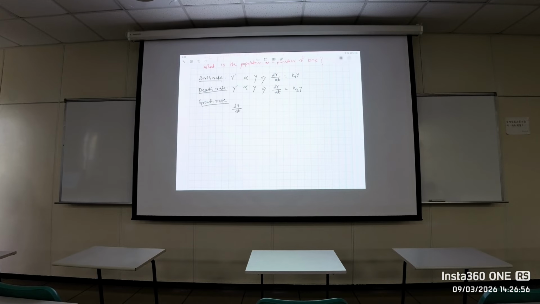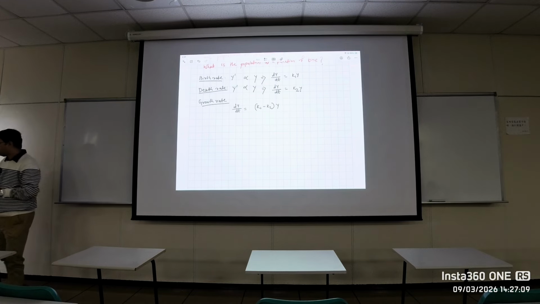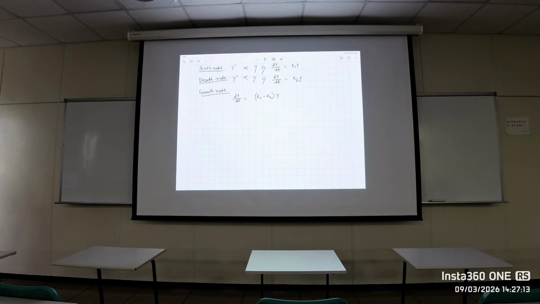dy by dt is equal to k1 minus k2. Then I apply the separable method, that implies dy by y is equal to (k1 minus k2) dt, and I can apply the integration here, and by applying integration I will get ln y is equal to (k1 minus k2) t plus constant c, that is giving me y is equal to c e to the power (k1 minus k2) t.